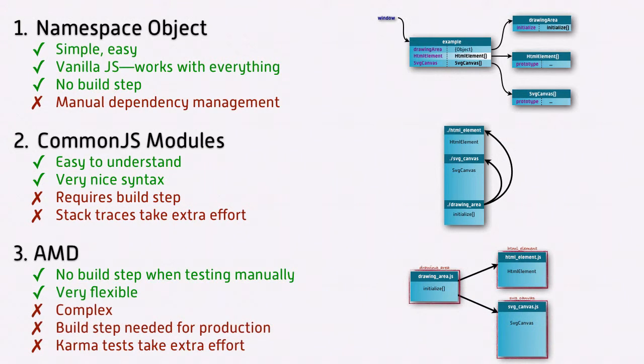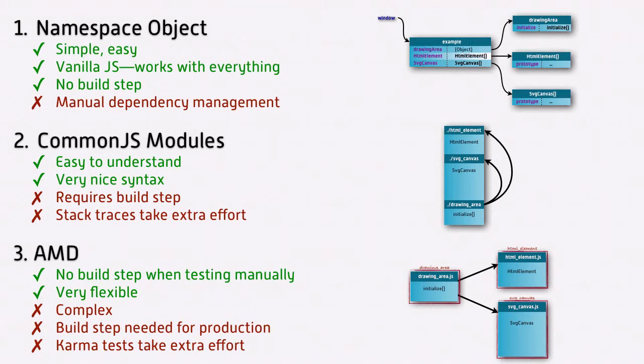AMD is my least favorite approach, although I have to say a lot of people like it and some people like it better than CommonJS modules, so it's really your call on that. The advantage of AMD is that there's no build step when you're testing manually, which is a real boon if you don't have the kind of automation that we have in the live channel. It's also very flexible. There's a lot of power to it. However, that flexibility does come at the cost of complexity, and in my experience, that kind of complexity leads to additional time debugging and trying to figure out how to make the tool work for you. So I tend to avoid those sorts of tools.